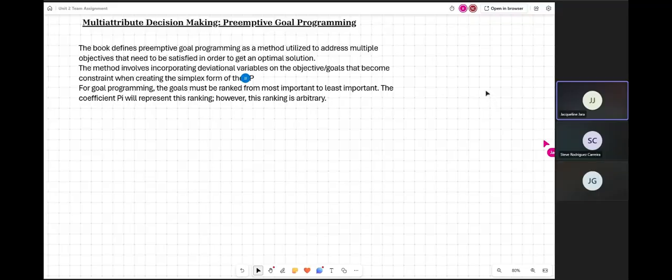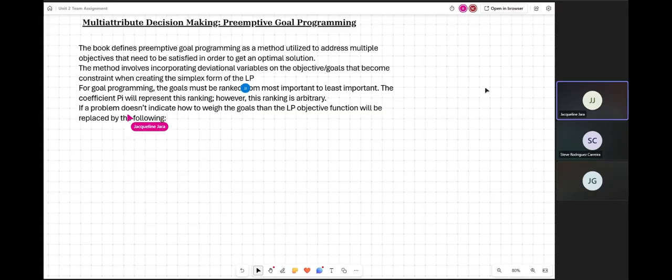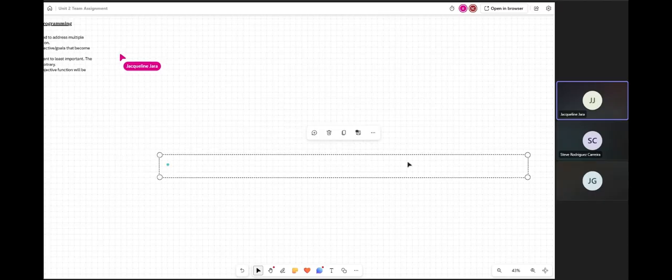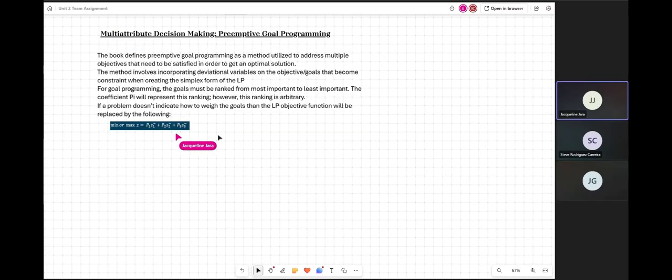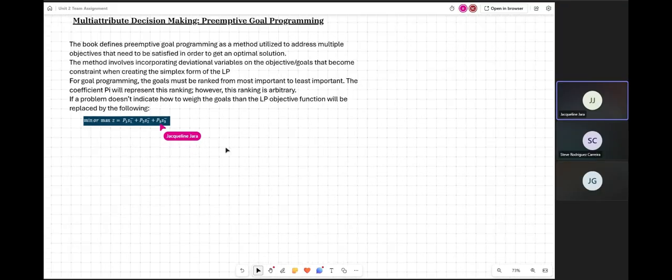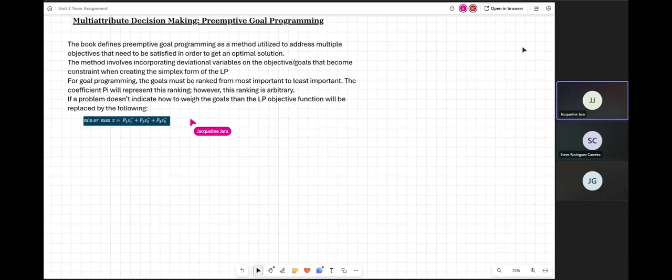If a problem doesn't indicate how to weigh the goals, then the LP objective function will be replaced by the following formula of min or max z equals P1 S1 negative plus P2 S2 negative plus P3 S3 negative, adding Sn negative minus Sn plus to each of the original constraints created by the goals.